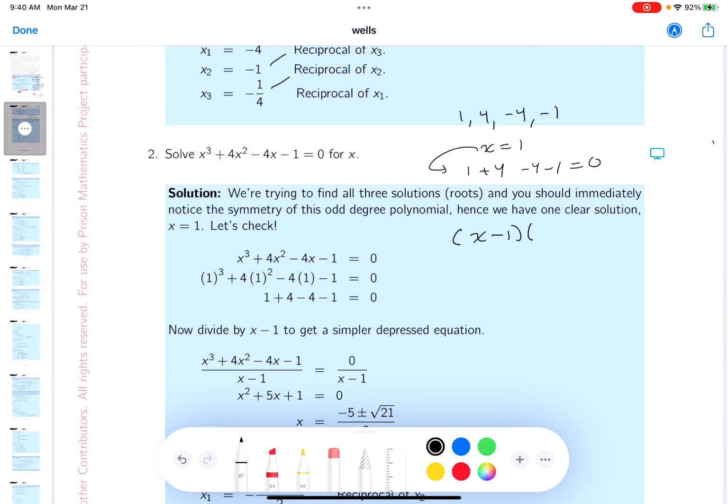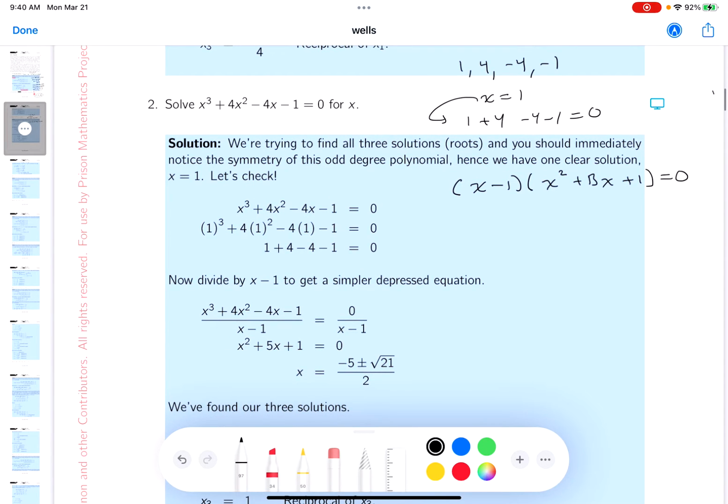Now what I'm going to do, I'm going to write down the remaining quadratic. I'm not going to do it by long division though. It's going to be x squared plus bx plus 1 equals 0. And let's see if we can do that. And surely I get the x cubed in the beginning. I get the -1 in the end. My concern is getting the 4x squared. How would you do that? It would be minus x squared plus bx squared would equal 4x squared.